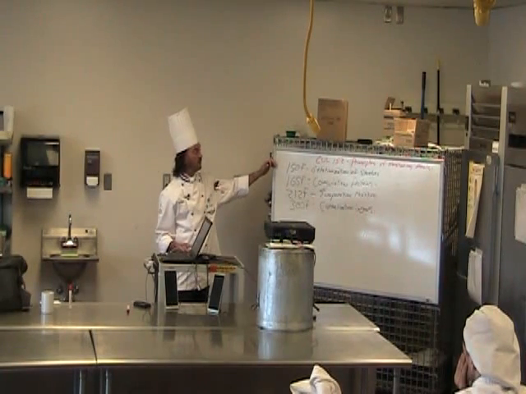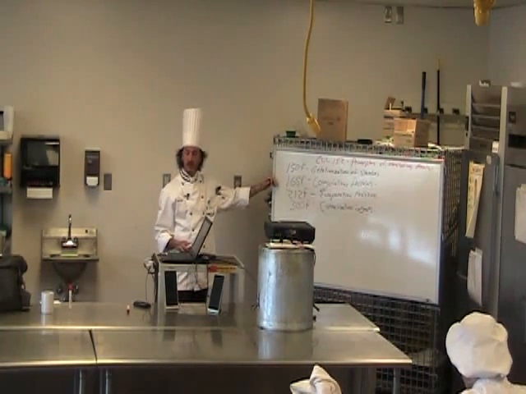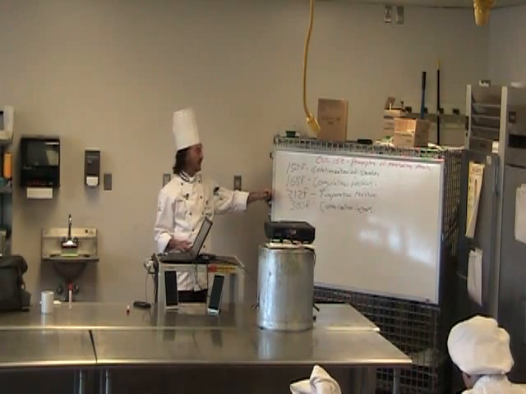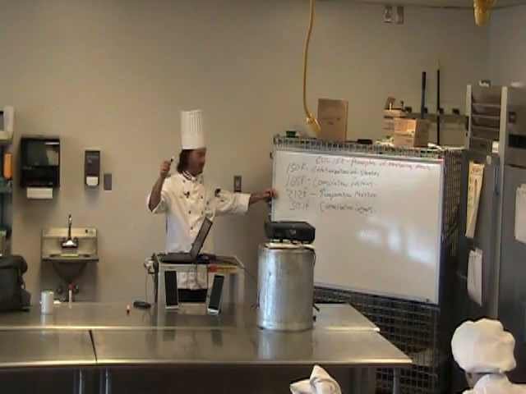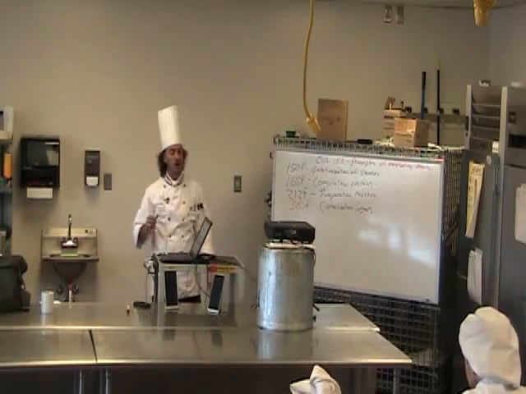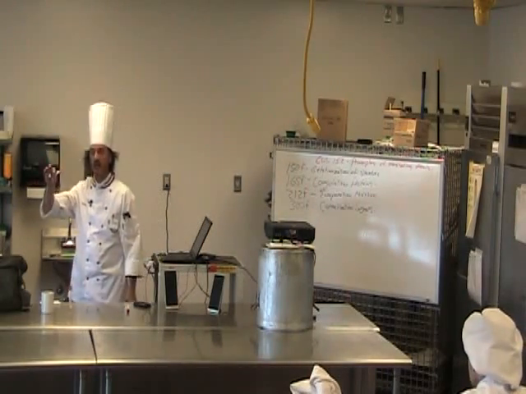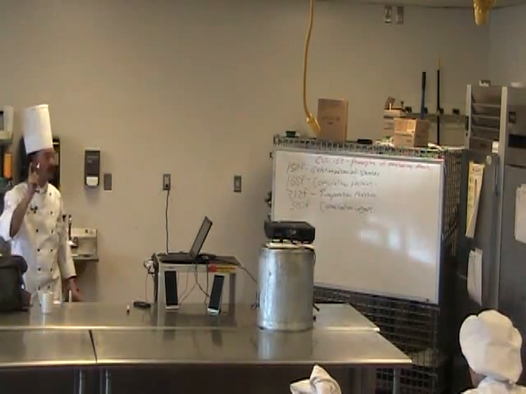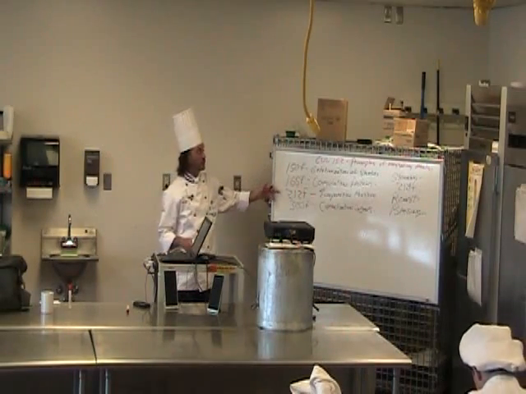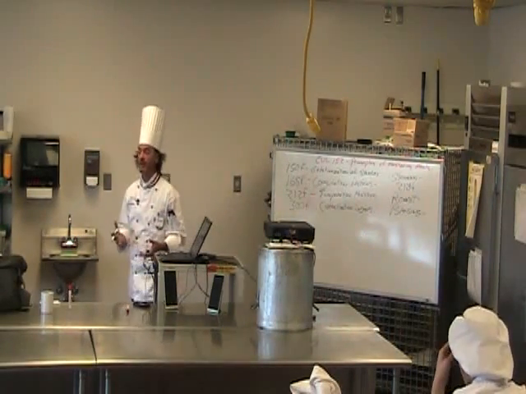At 150 degrees, starches gelatinize. At 165 degrees, proteins coagulate. At 212 degrees, moisture evaporates. At 320 degrees, sugars caramelize. This happens in almost every cooking process. So this is a very important progression of temperatures. It dictates everything that we do.